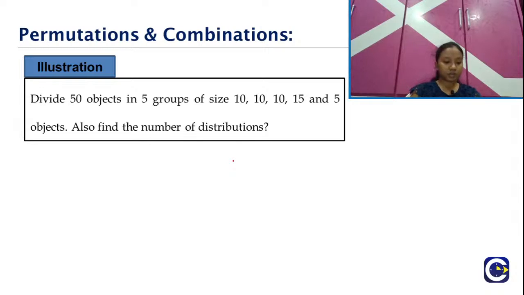Let me check if anyone has already given the answer, guys. Not yet. I think you are still working on it.